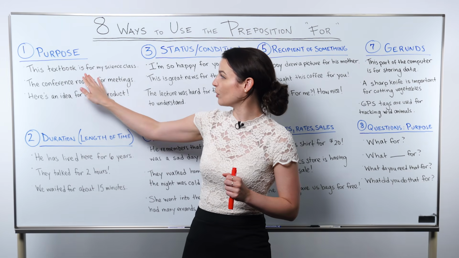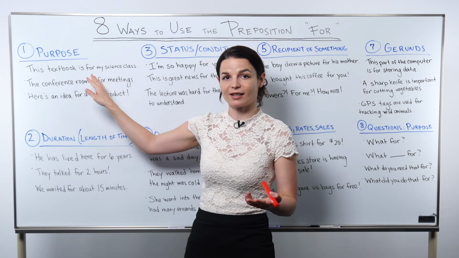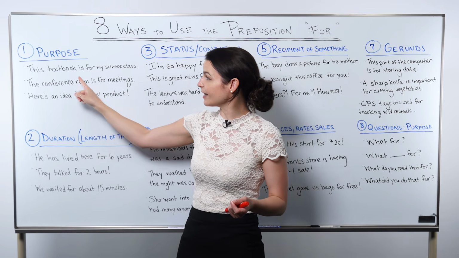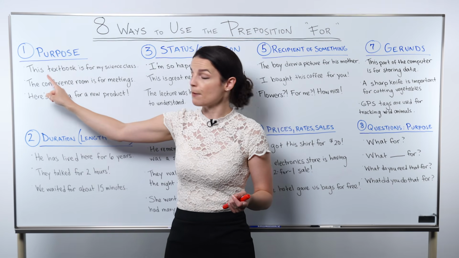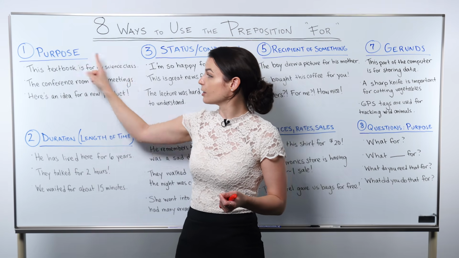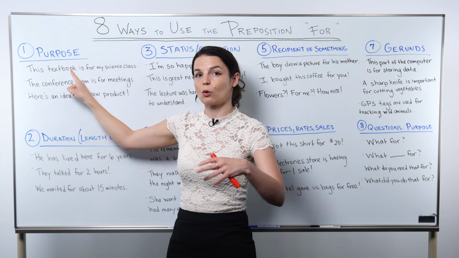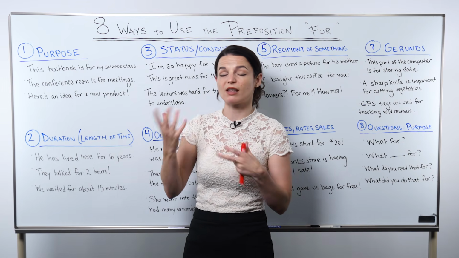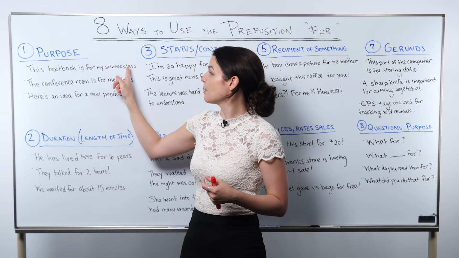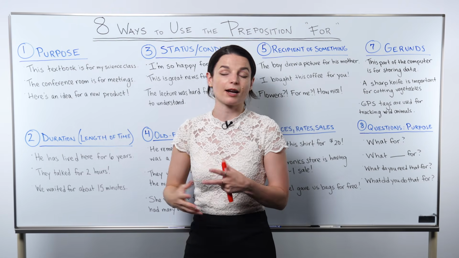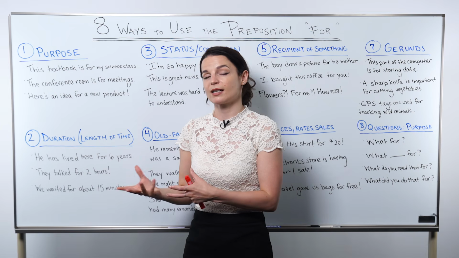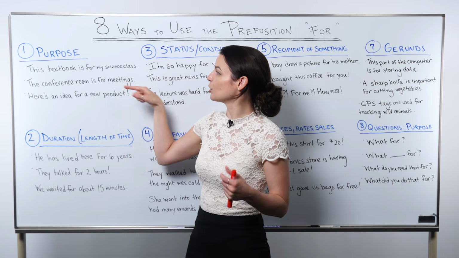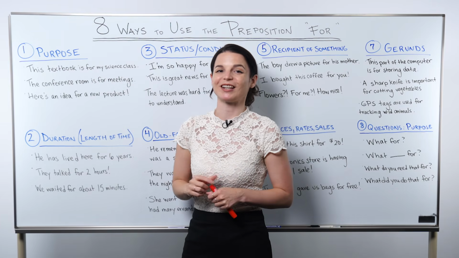First, this textbook is for my science class. So here, for is before my science class. In this sentence, this textbook, our subject, matches with my science class. So we show that the use or the purpose of the textbook, the thing that the textbook is used for, or the thing that the textbook is used to do, is my science class. In this case, we're not talking about an action, we're talking about an object and the thing the object is used for, the thing that the object is used to do. So in this case, to study for my science class.